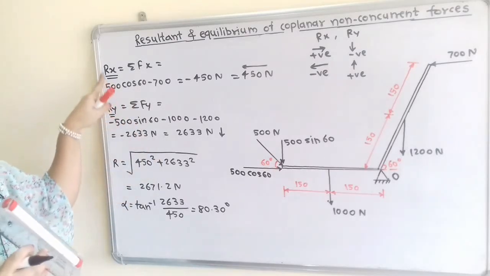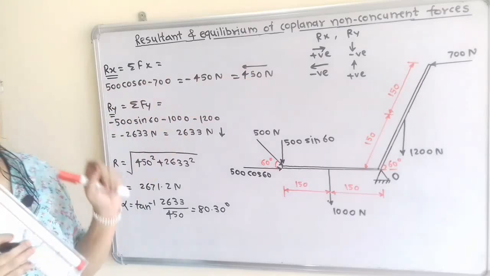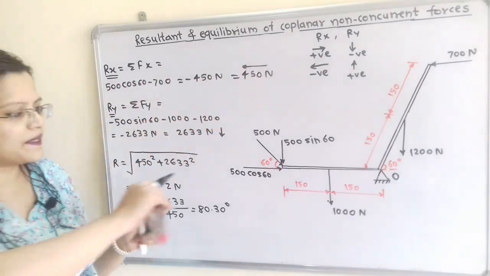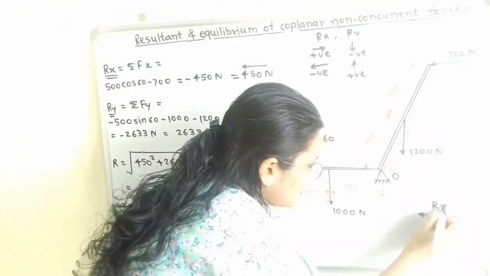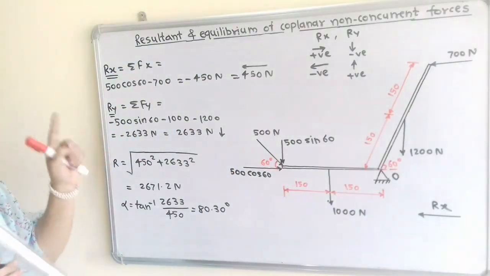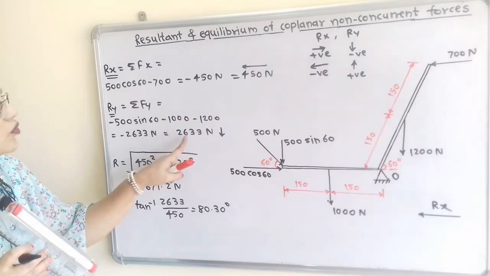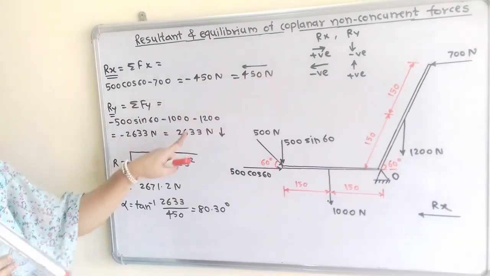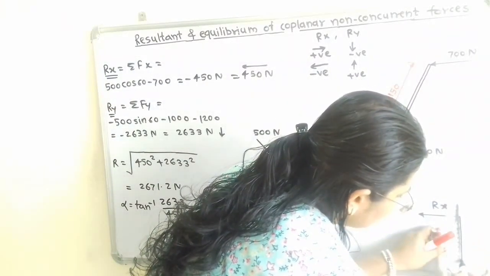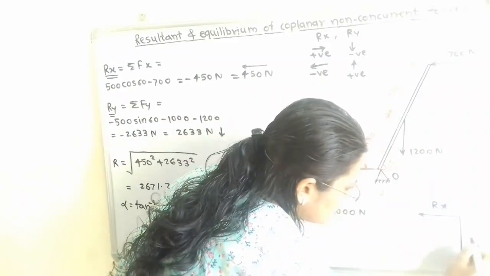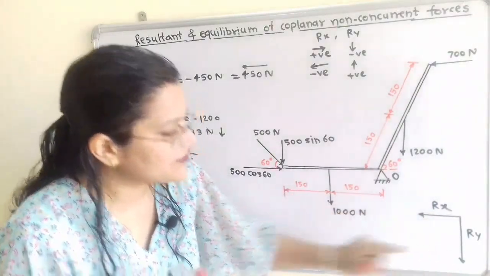So first I will plot the direction of the resultant R. Rx direction is towards the left hand side, magnitude is 450 Newton. So I will take the direction towards the left hand side, and here is the horizontal component of the resultant R. Now what about the vertical component? For the vertical component, the direction is downward and the magnitude is 2633 Newton. So it is greater than 450 Newton. So I will draw one vertical line, and its scale should be larger than this Rx. So here in the downward direction is Ry. So this is the horizontal component, this is the vertical component.